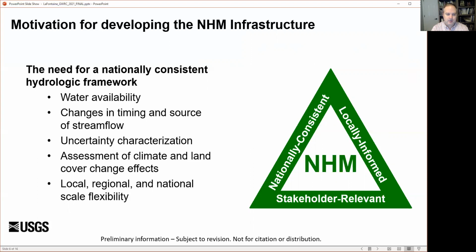Being able to characterize uncertainty. Just because we have a time series of streamflow, whether it be measured or simulated, what is the range of uncertainty around that data point, to give those that use the results an idea of how confident we are in those estimates. Assessing climate and land cover change effects, and how we can look at different scenarios based on what has happened in the past and what could happen in the future. And again, having the flexibility to look at perhaps a localized watershed or a regional effort or at the entire nation at one time.